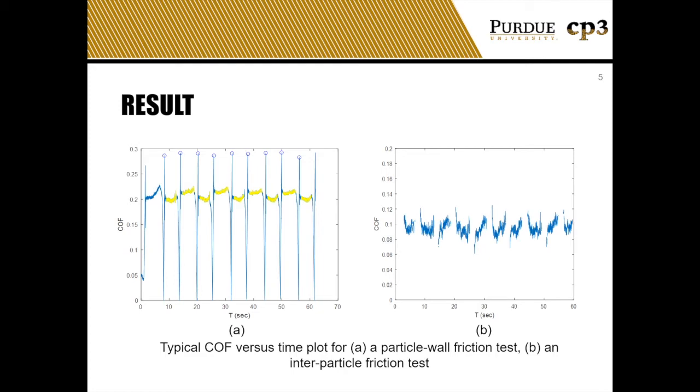Typical friction coefficient versus time plots for a particle wall and an interparticle friction test are shown in the slides. For the particle wall friction test, friction coefficients can be directly calculated as the ratio of the tangential force to the normal force, while for interparticle friction tests, because the particles are not flat, a coordinate transformation is required when calculating friction coefficients. A data analysis process was specifically developed to calculate dynamic friction coefficients for interparticle interaction.